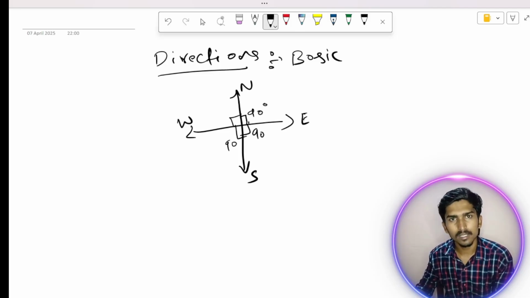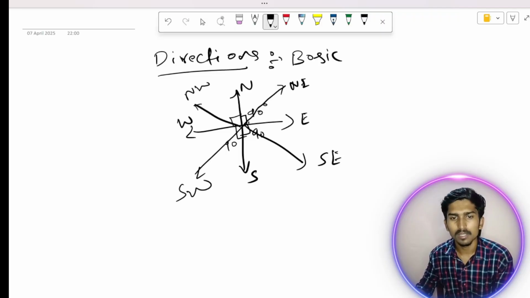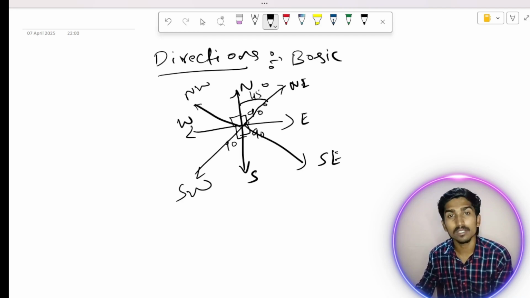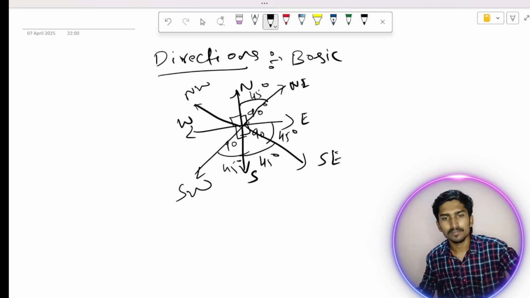Okay, there are another four sub directions. Between north and east we get northeast, between south and east we get southeast, between south and west we get southwest, between north and west we get northwest. Between a direction and a subdirection, the angle is 45 degrees. You must know this, because when we solve the questions, this is very important. These basics are very important. 45 degrees between subdirection and direction, it is similar for all. Keep remembering this.